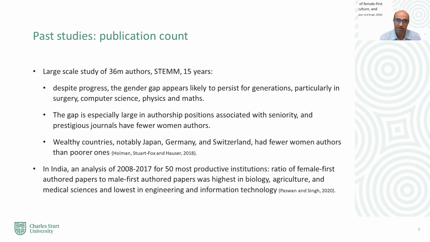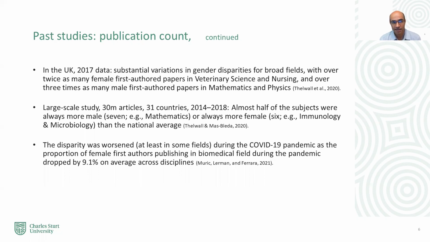And these are the type of thing that you see over and over in research. Basically, there are gaps. Those gaps partly depend on the fields or discipline, and also there are country differences. In UK, a study showed that there was substantial variation in gender disparities for both fields, with over twice as many female first authored papers in veterinary science and nursing, and over three times as many male first authored papers in math and physics.